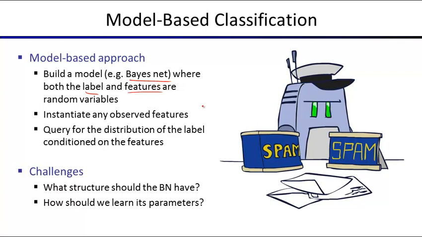Then when we get a new example coming in, we instantiate any of the observed features, and then all we have to do is run inference in the Bayes net to find the most likely label given the features we observe. Okay, so once we have the Bayes net, we're essentially done. We just have to run probabilistic inference. The question is, what structure should the Bayes net have, and how do we find the parameters for the Bayes net?